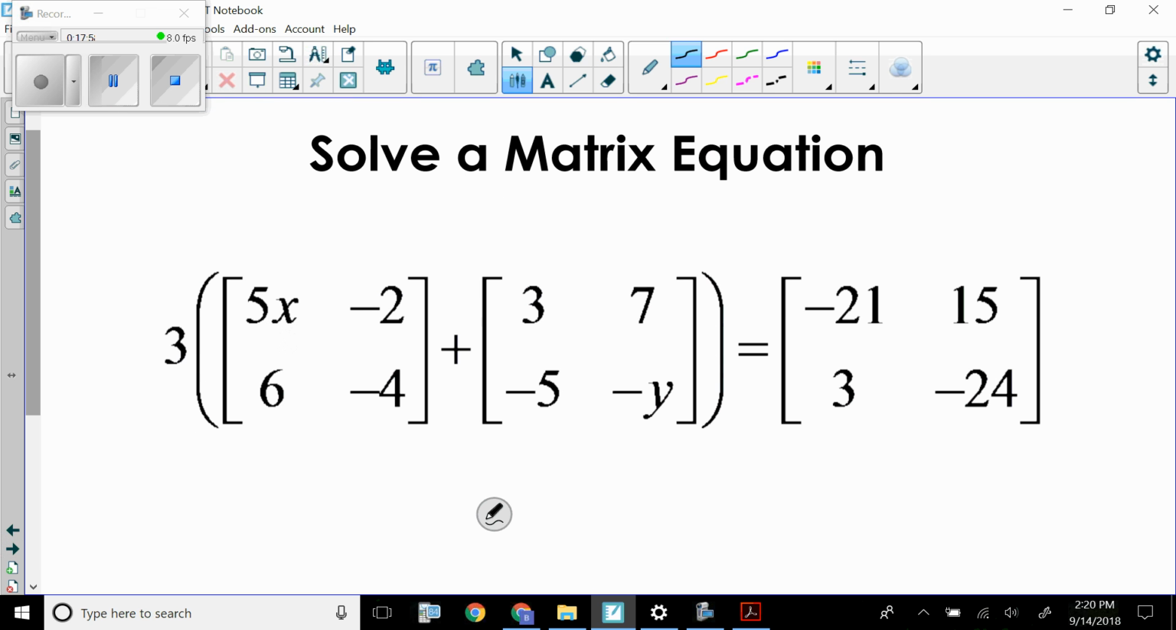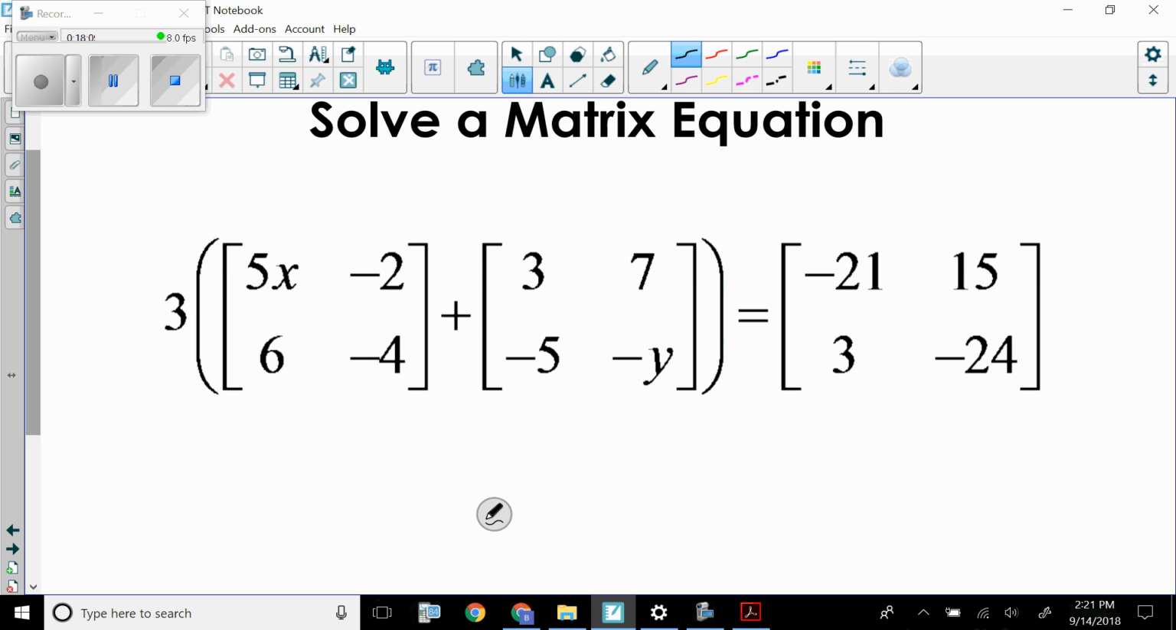Well, let's try to get into solving a matrix equation next. This example needs to be copied down onto your notes. You should pause the video at this time and copy this down. Okay, now that you've had a chance to copy down the problem, let's talk through it.